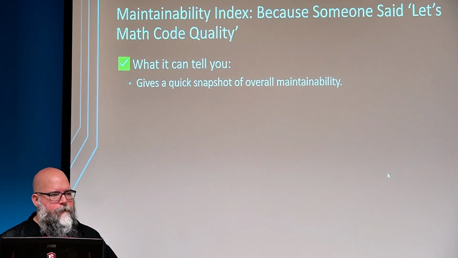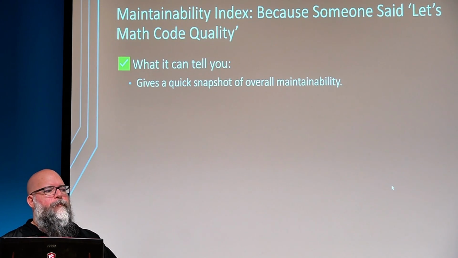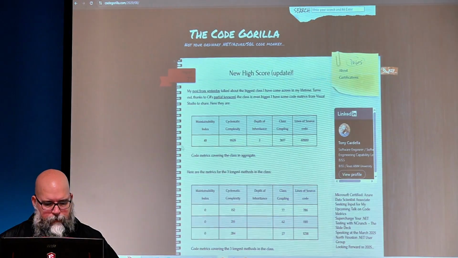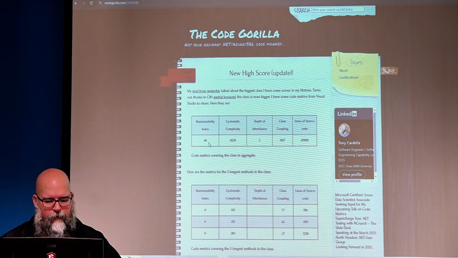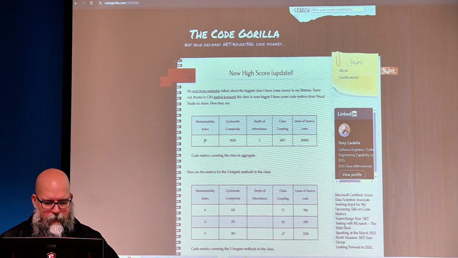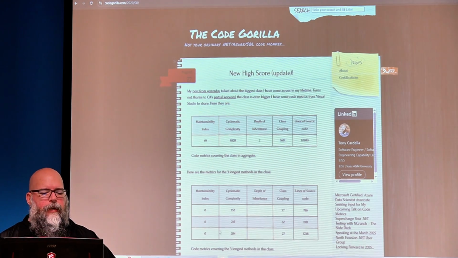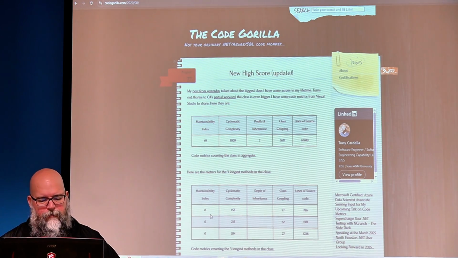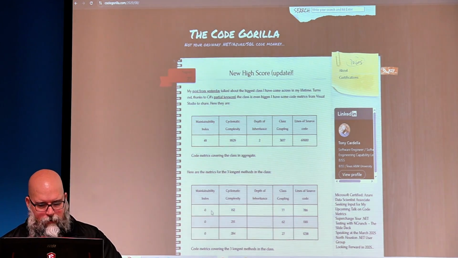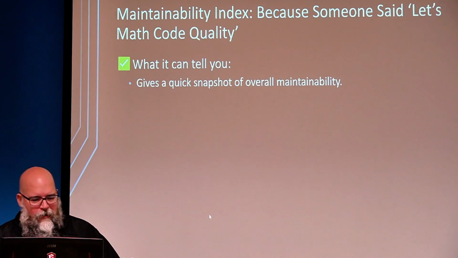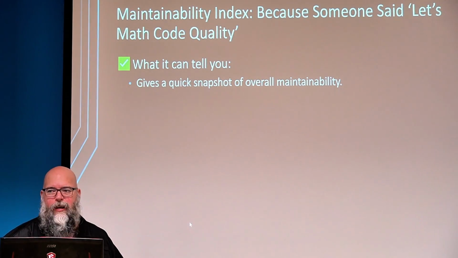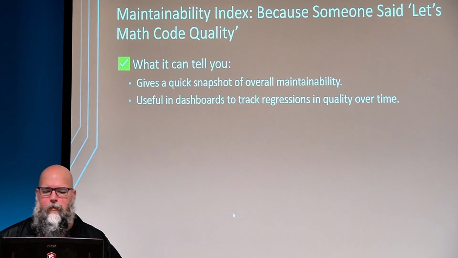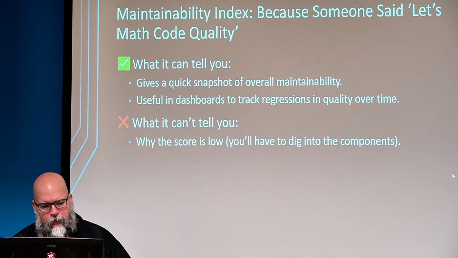For that big dog class, I remember the index was 0 across the board. Yeah. So the maintainability index is 49. I think that's probably being generous in this particular class, because the methods are all like 0 across the board. So it gives you a quick snapshot of overall maintainability. It's useful in dashboards to track regressions and quality over time.